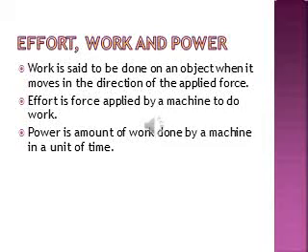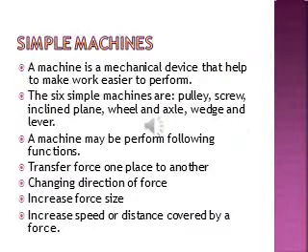The amount of work done by a machine in unit time is called power of that machine. A simple machine. A simple machine is a mechanical device that helps to make work easier to perform. It also helps people to work faster and more efficiently. For example, to move a heavy object such as a cupboard or to roll an object uphill.